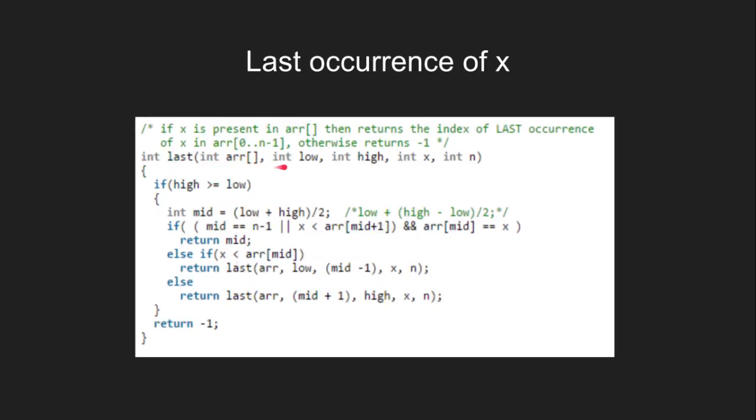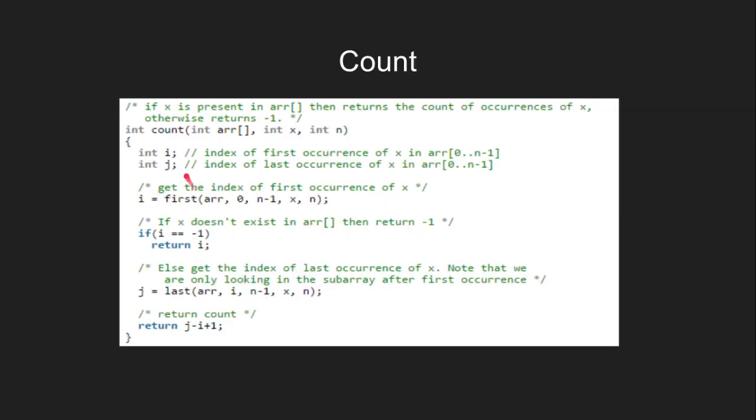To find the last occurrence, we use binary search like this. First, we find mid, which is (lower index plus higher index) by 2. If the value at mid is x and the value just after mid is greater than x, we return mid. If x is smaller than the middle value, it means that we will find x before mid. Else, we will find x after mid. If it is not found, we return minus 1.